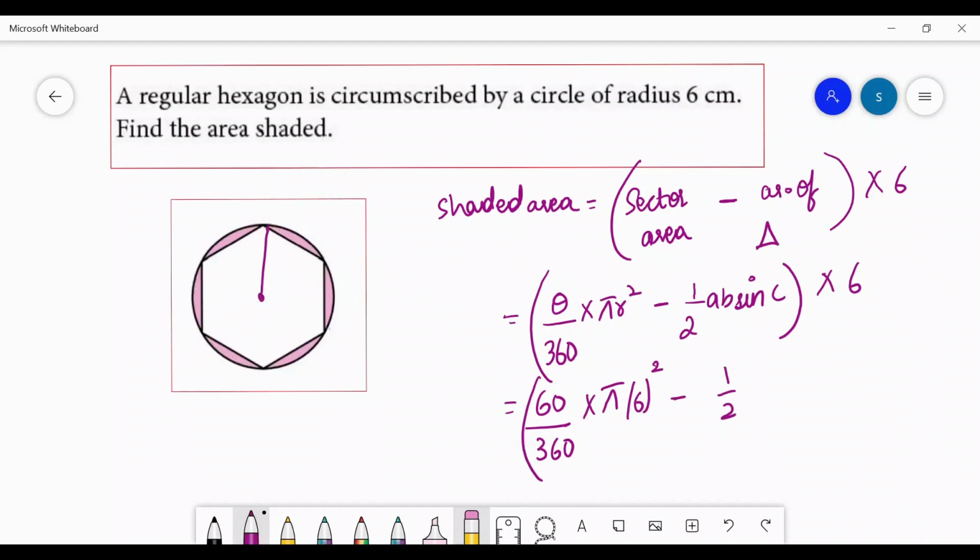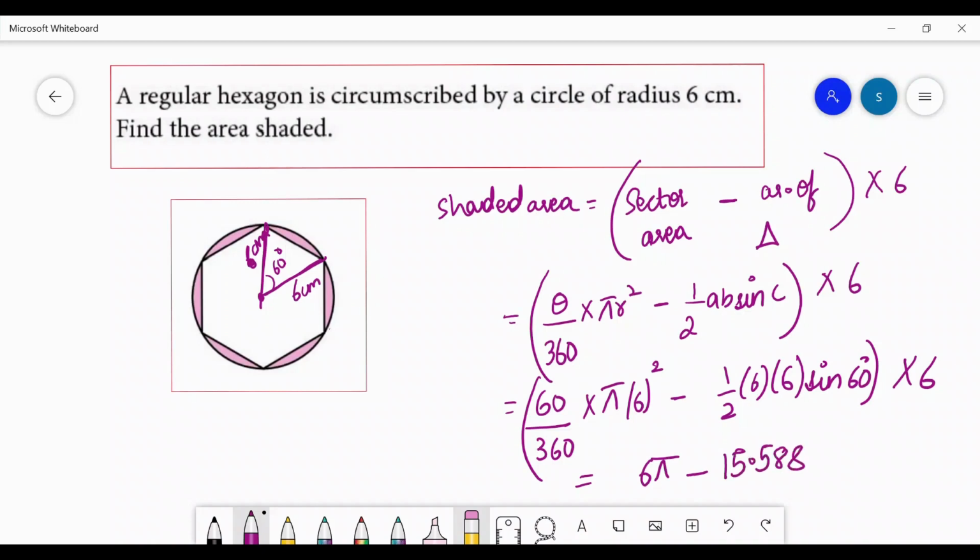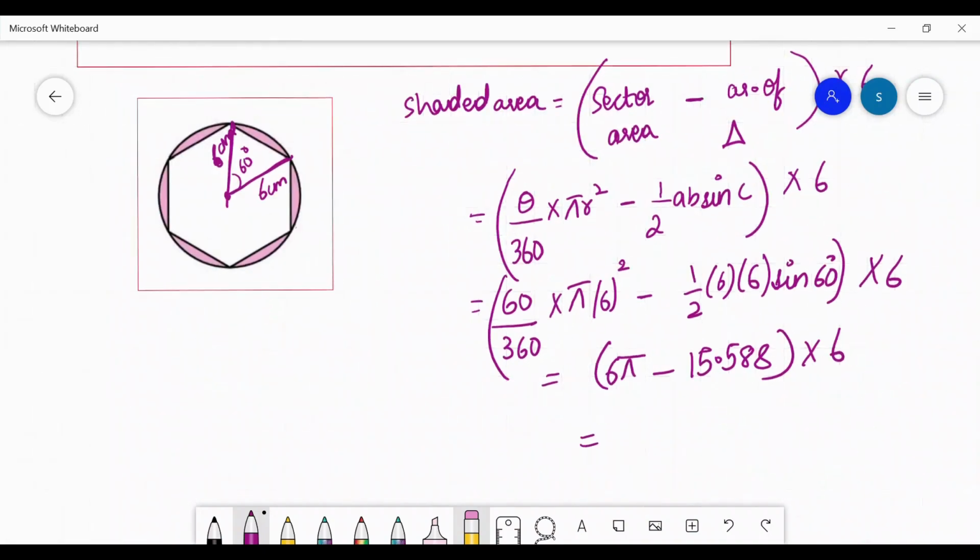this triangle, here this is 60 degrees, this is 6 because this is the radius, even this side is 6 centimeters because even that is the radius. So that would be 6 into 6 sine 60 degrees into 6. This will be 6 pi minus 15.588 whole multiplied by 6, and when you simplify it you get 19.6 centimeters square. So that is the area of the pink region in the diagram.